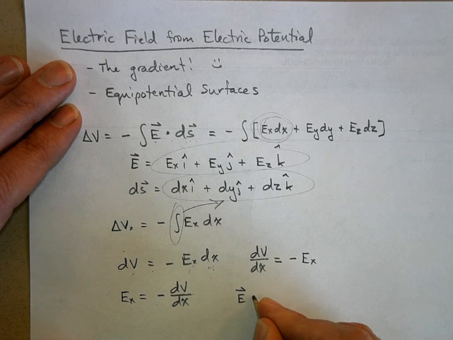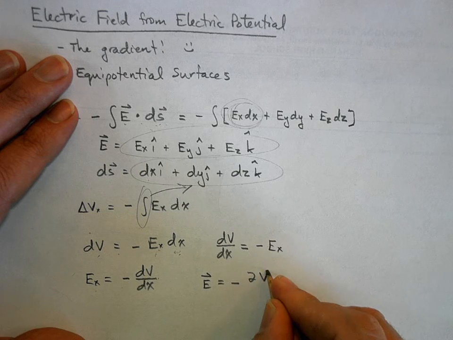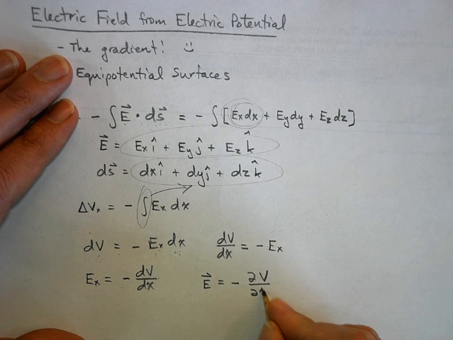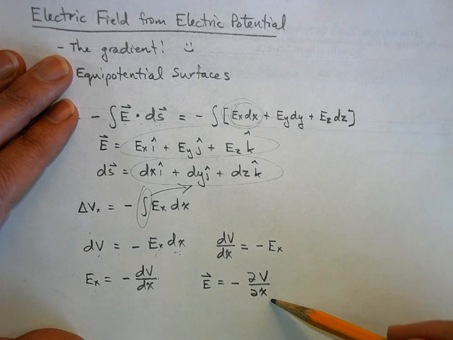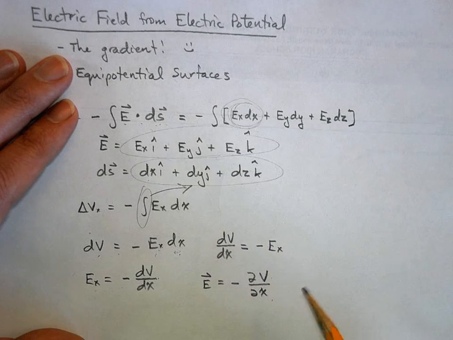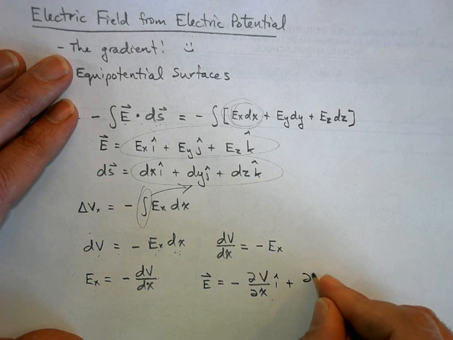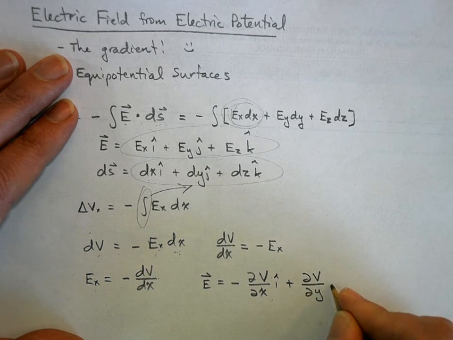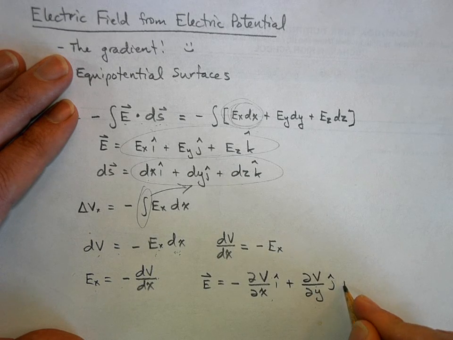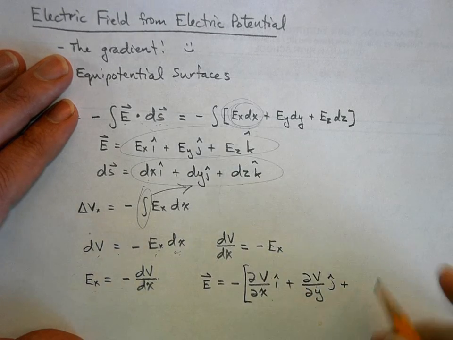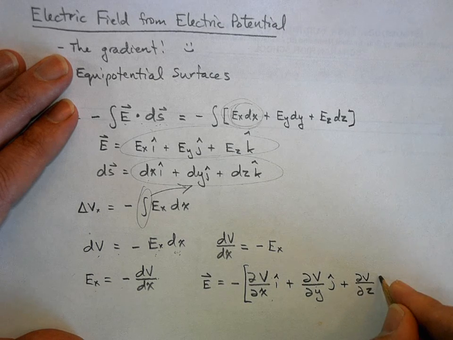The electric field is equal to negative partial v, partial x. Now that's the derivative of the voltage with respect to x, in the i hat direction, plus partial v, partial y. So now we're taking the derivative of this with respect to y, plus, I need to put brackets around this, partial v, partial z in the k hat direction.